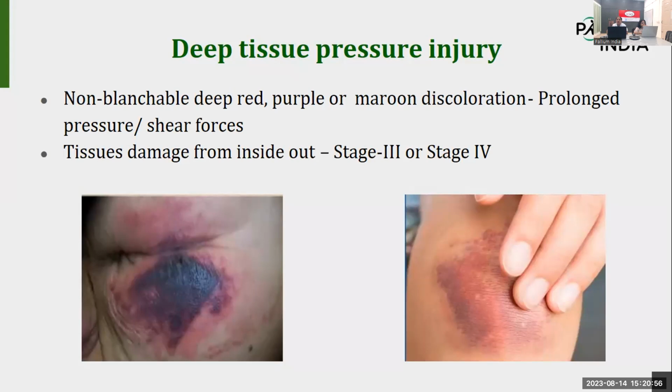Purple or maroon color comes when there is necrosis or any hypoxia, right? Oxygen deficiency in that area. So that is mainly because of what? Because of prolonged pressure or shear forces. That will lead to tissue damage, which can progress into stage 3 or stage 4, right? So that is deep tissue injury.